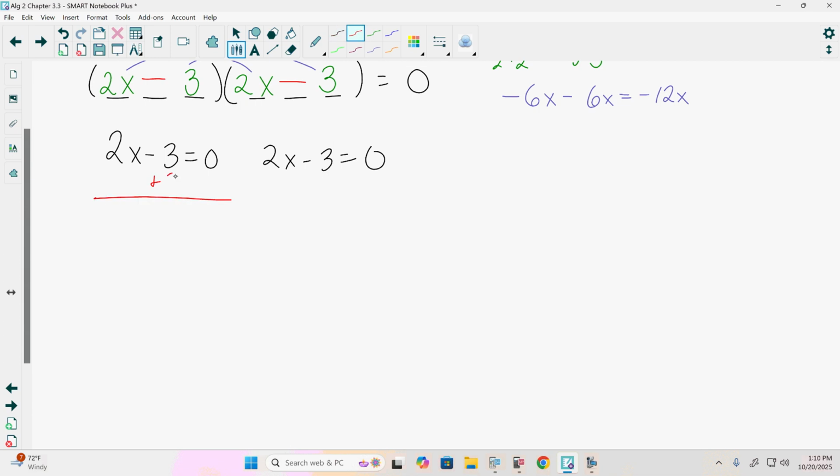At this point, we can solve. So for the one on the left, first thing we can do to solve for x is to add 3 to both sides. Because our negative 3 plus 3 would be 0, and 0 plus 3 is 3. Then we would divide both sides by 2, telling us x is 3 halves.